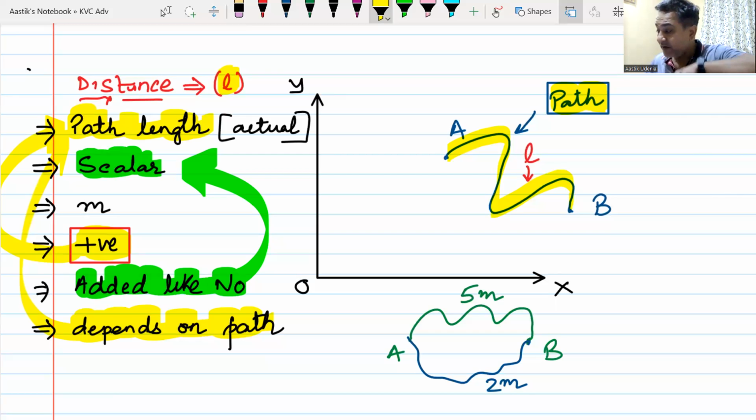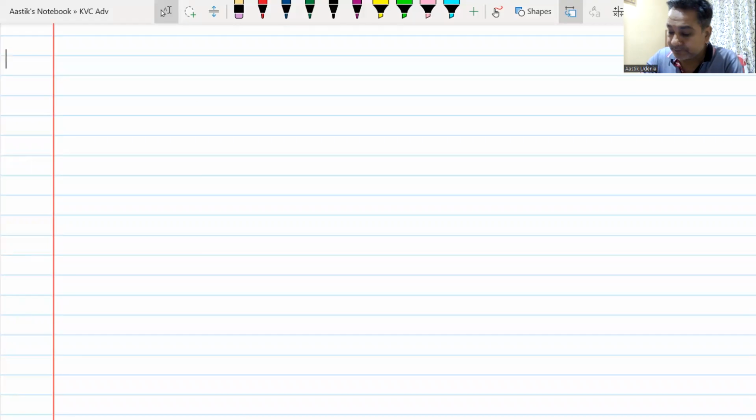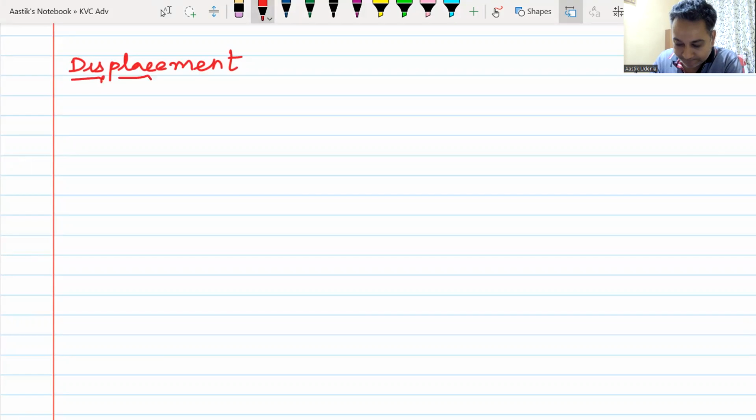Okay? Have you understood the meaning of the term distance? Yes or no? Yes, sir. That will take us to the next term. And what is the next term? Displacement. And when I ask you what do you mean by displacement, what is the first thing that comes to your mind? Shortest distance. The first thing that comes to your mind is shortest distance.